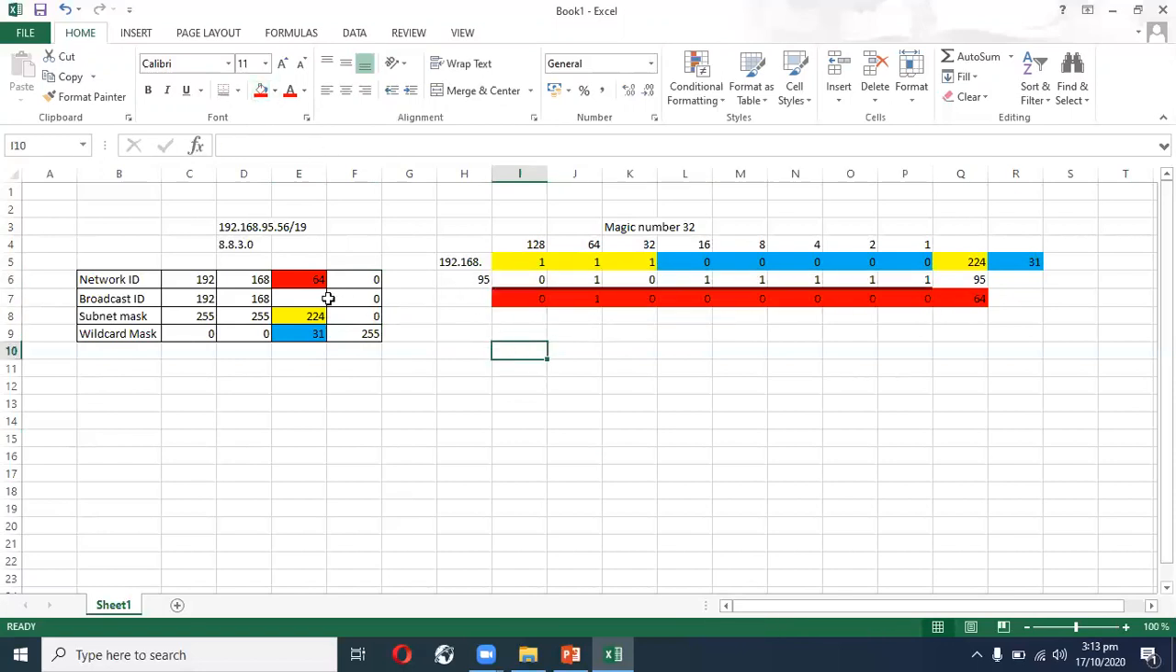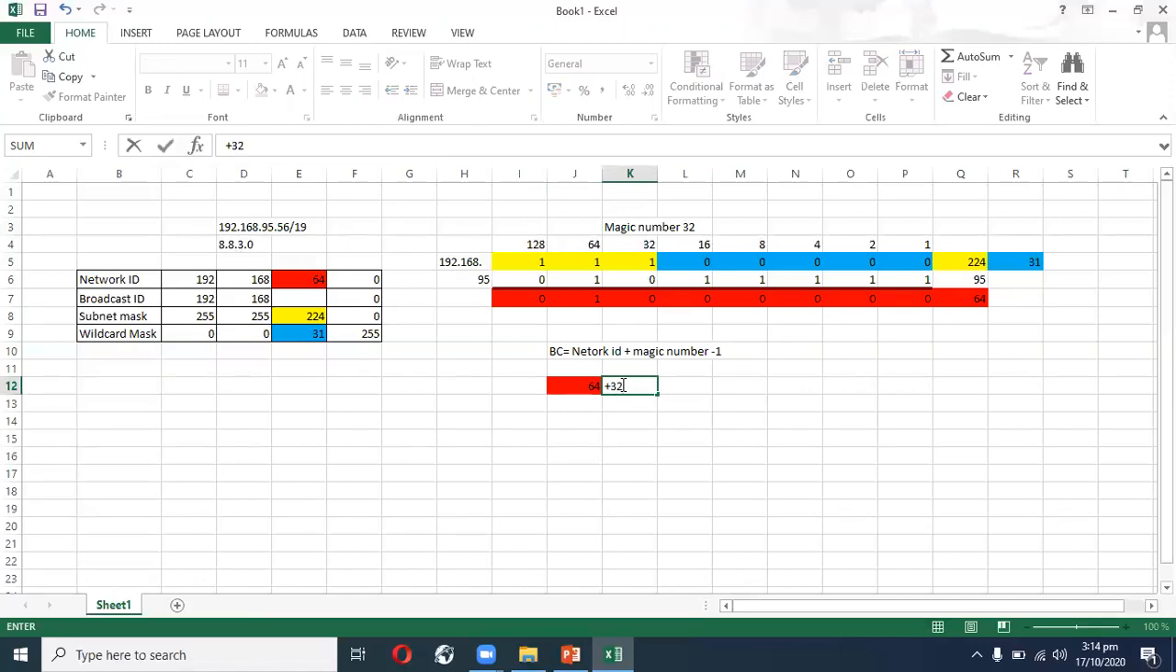Now let's find the broadcast ID. We know that the broadcast ID is equal to network ID plus magic number minus 1. So the network ID is 64. So 64, let me make it red, so later on you will have no problem. Plus magic number is 32 minus 1.